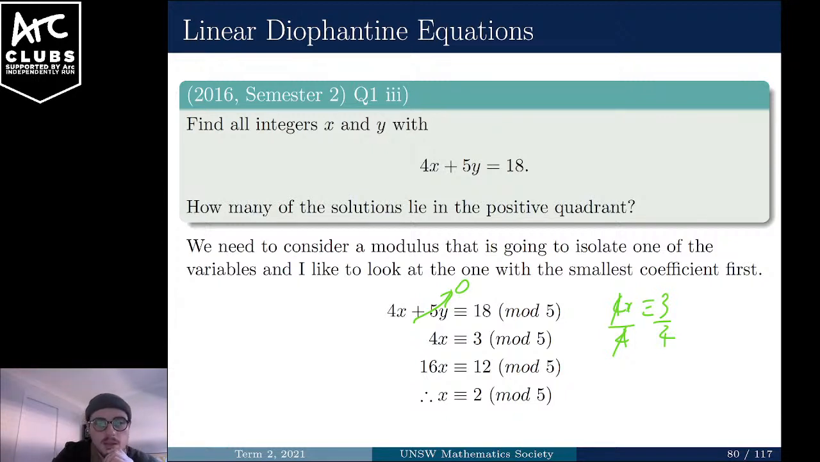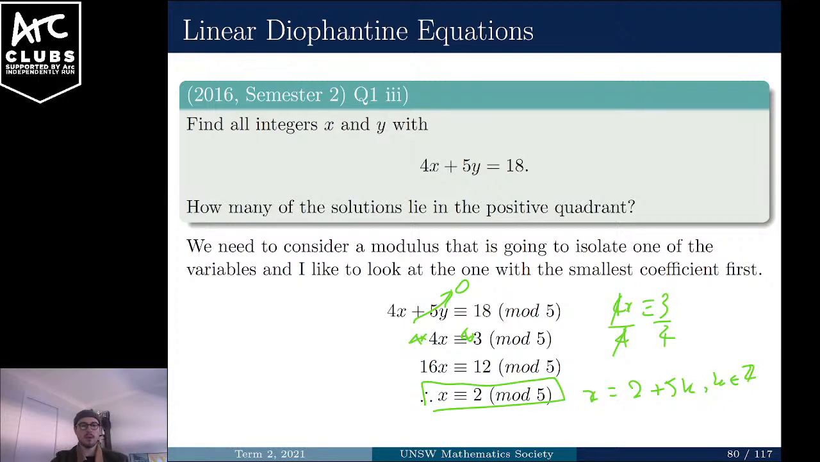The way I think about it is, what can I multiply 4 by to get a number that's congruent to 1? So 4 times 4 is 16, congruent to 1 mod 5. Great, so we multiply both sides by 4. That gives us this, then we can simplify, so that's going to be 1, and that's going to simplify to 2. Another way of writing that is x is equal to 2 plus some multiple of 5, where this can be any integer, plus or minus.